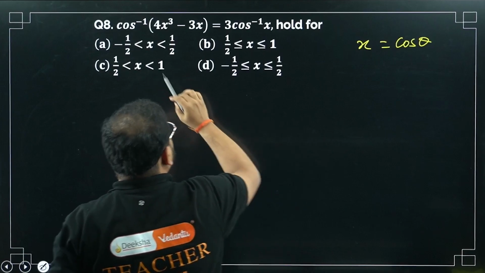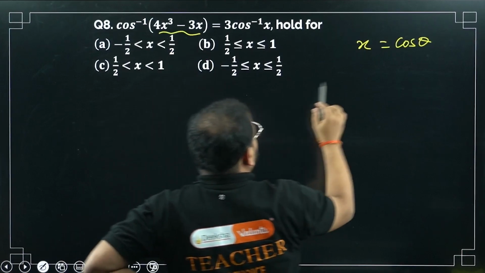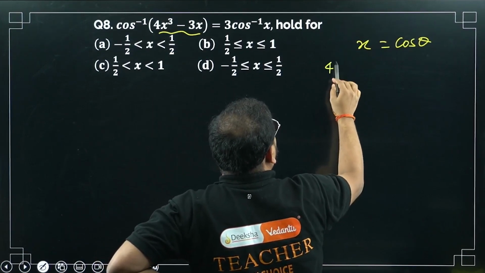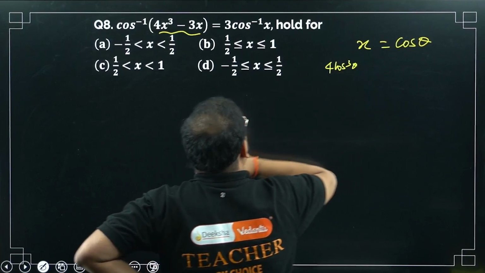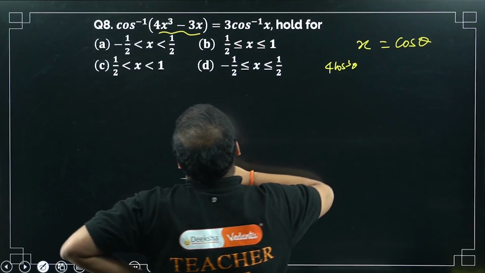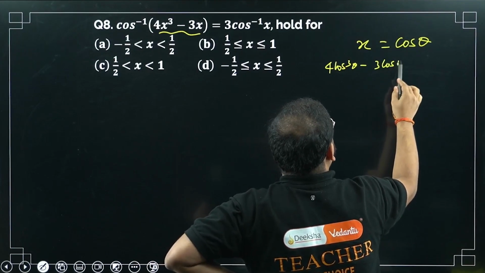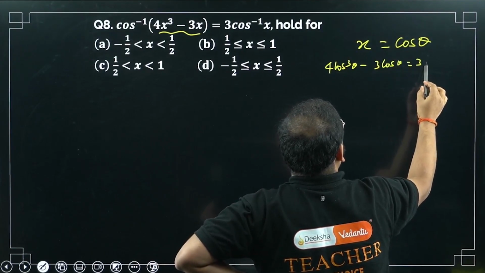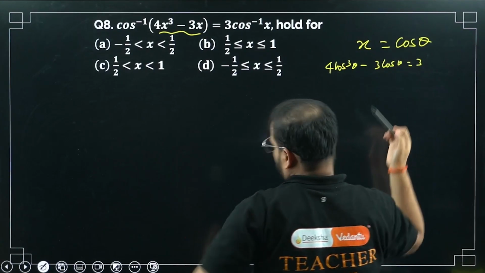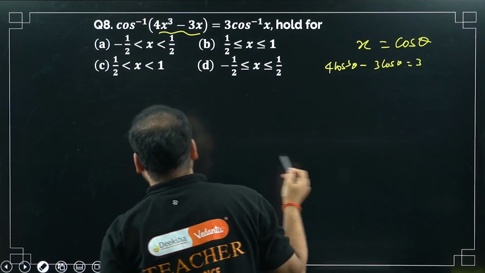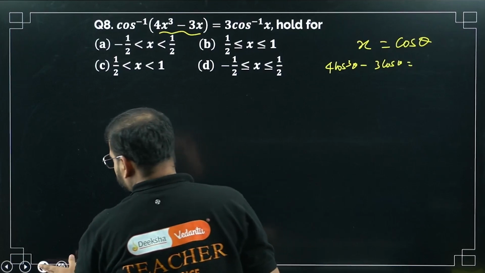Now if you do that, please check here. What is this going to be? This is going to be simply 4 cos cube theta minus 3 cos theta, right? And how much is that? Simply 3 cos theta. Please check. I don't have to do this, but I'm just giving you the formula anyway.